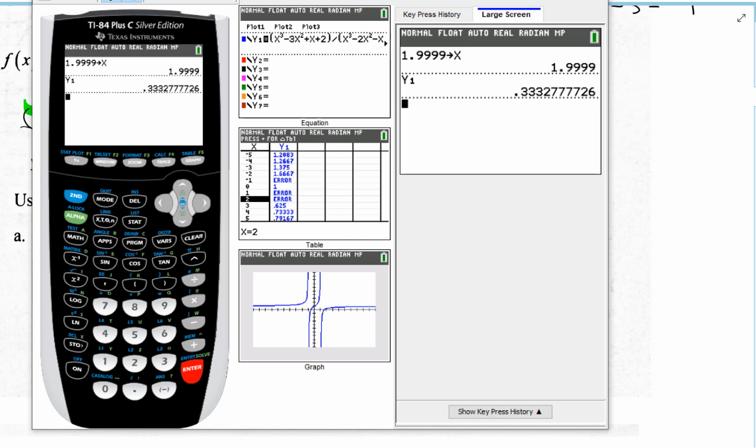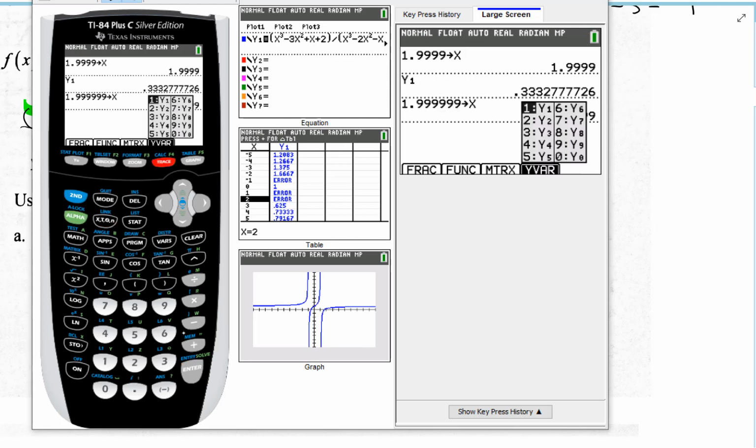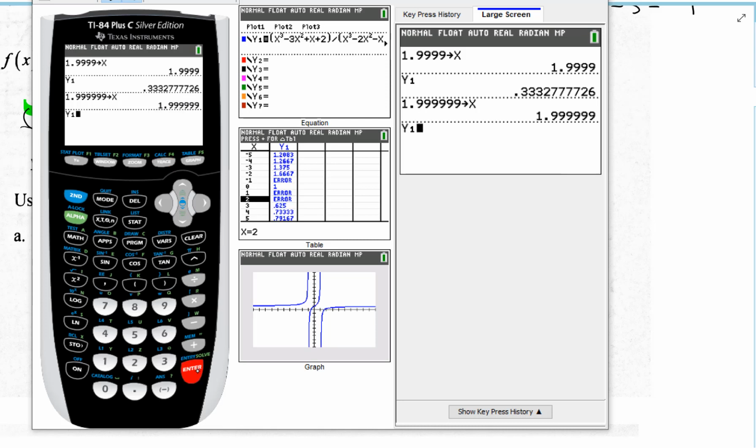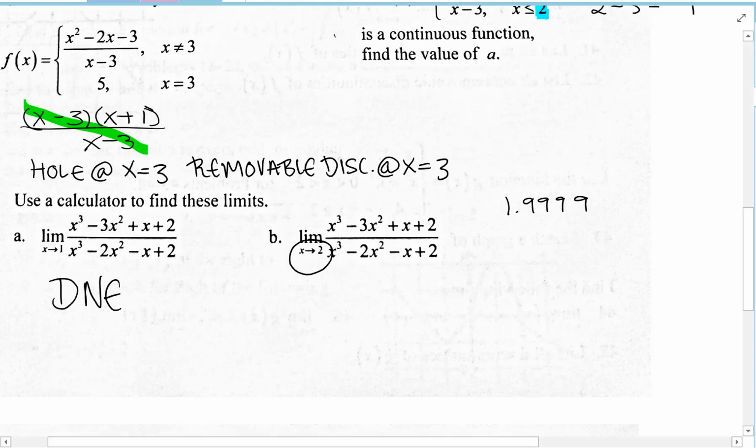But just to be sure, I'm now going to try 1.9999999. So I've stored it as my new x, and then I refer back to y1 using alpha, trace, enter, and it's giving me a number even closer to 1/3, right? These are turning into 3s. And you can keep estimating if you want to, but I feel pretty comfortable that this limit is approaching 1/3.